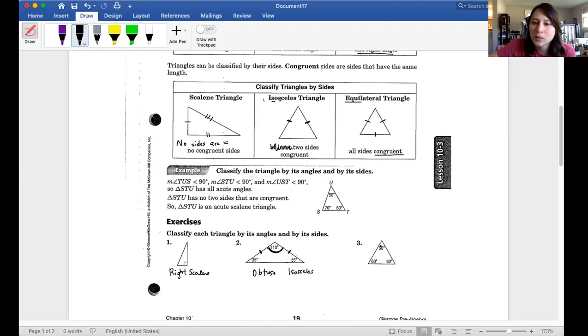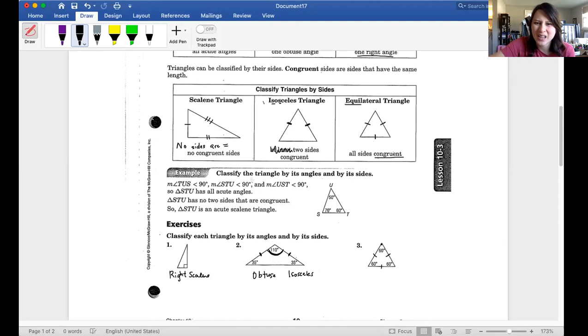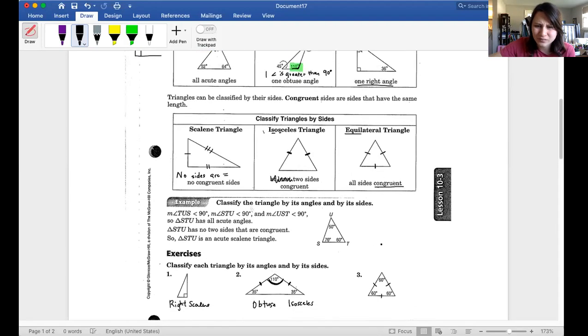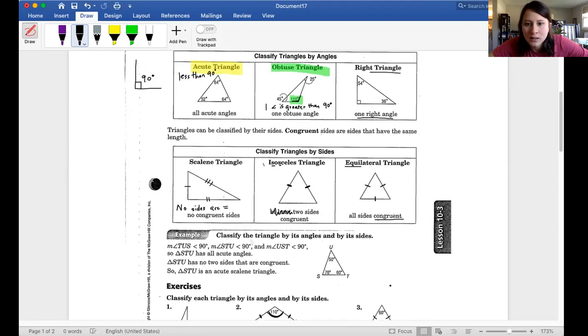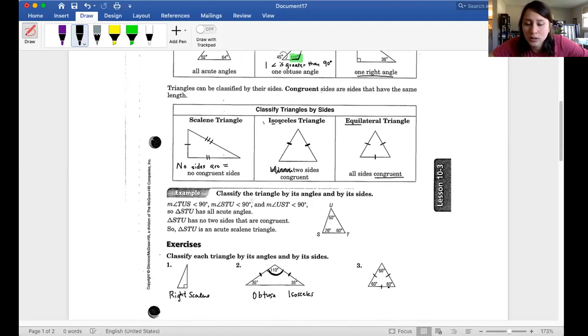And then number 3 here, all three sides are the same measurement, and all 3 angles are the same. They didn't mark this very well, but if all the angles are the same, then all the sides will also be the same. That's something you learn in geometry. But for right now, we'll just call this an acute equilateral.